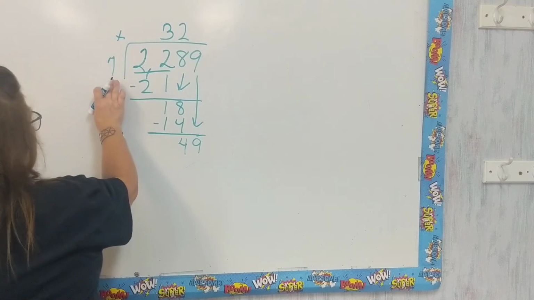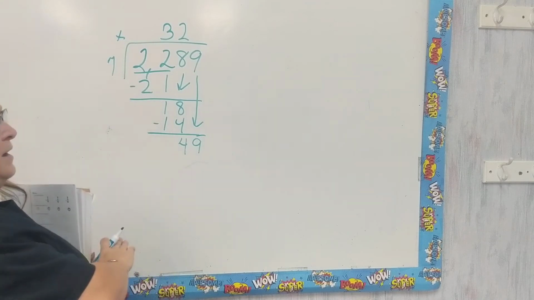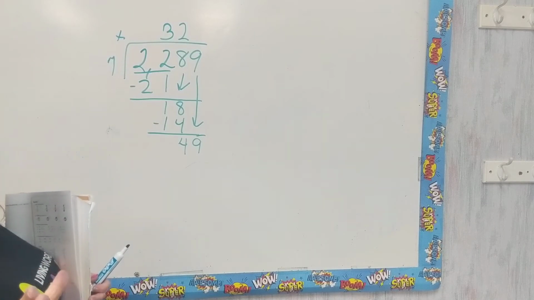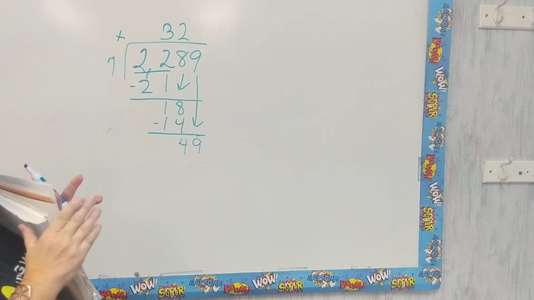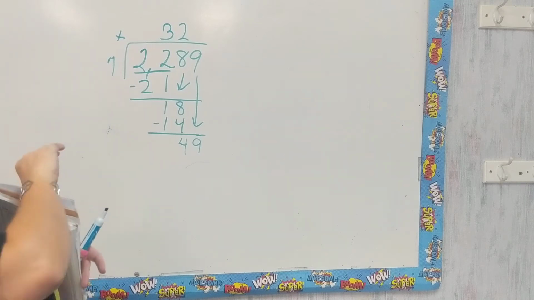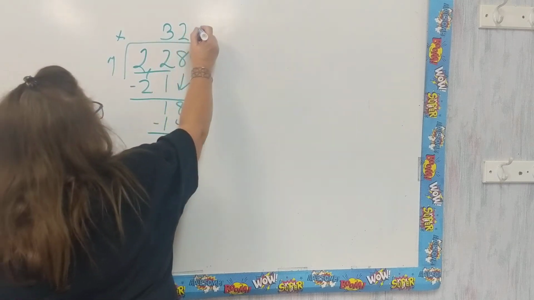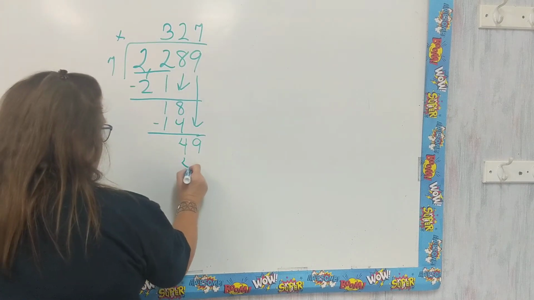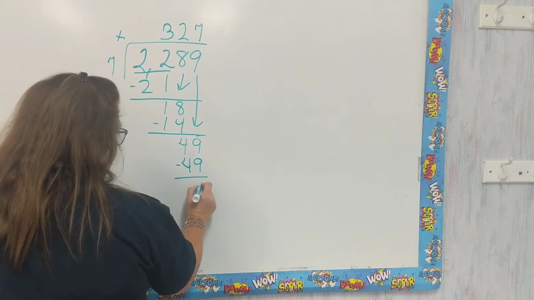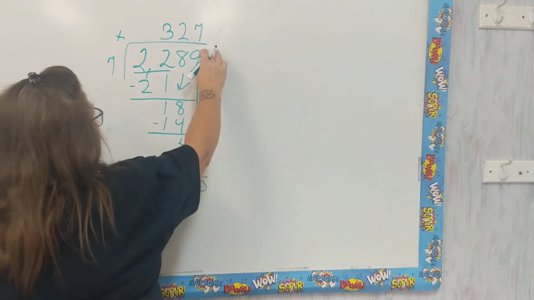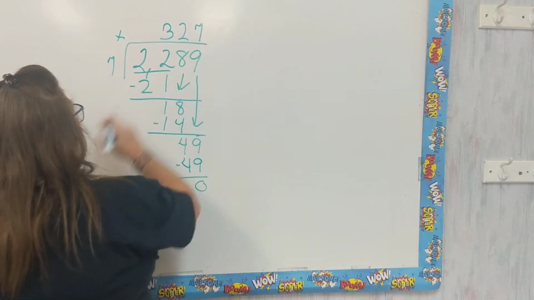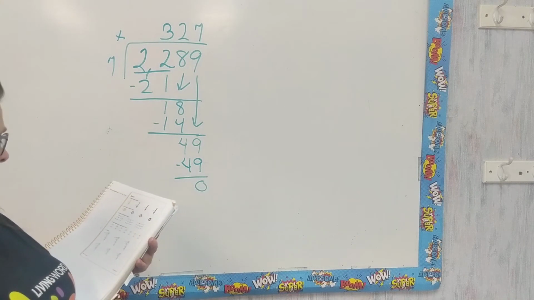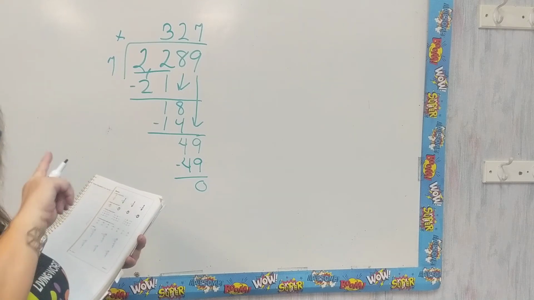How many times will 7 go into 49? 7, 14, 21, 28, 35, 42, 49. So we have 7 times that 7 will go into 49. And what is 7 times 7? It is 49. 49 minus 49 is 0. There's not anything else to bring down. So our quotient is 327. All right, let's look at the next one. We're going to do one more of these together.